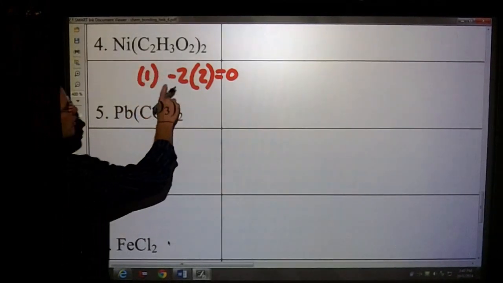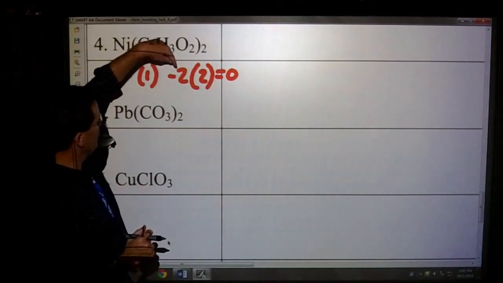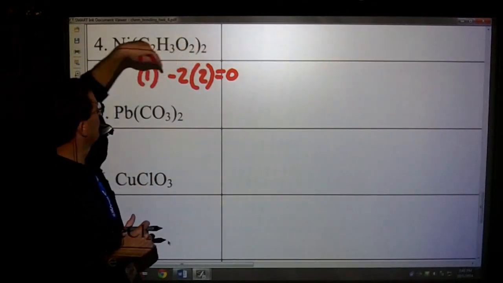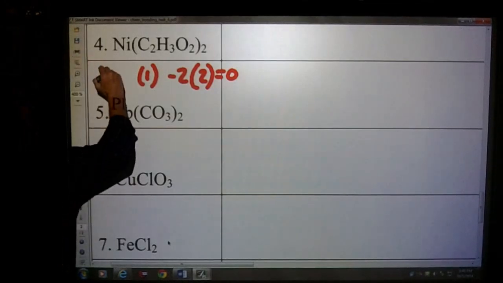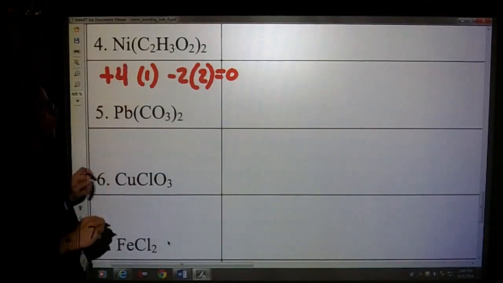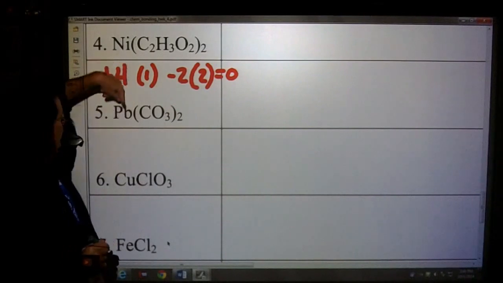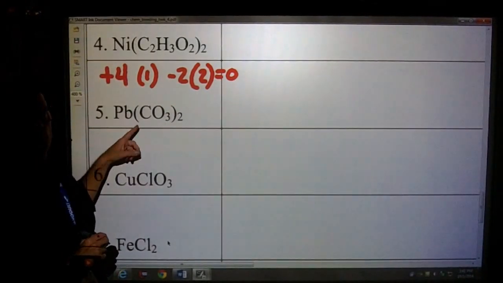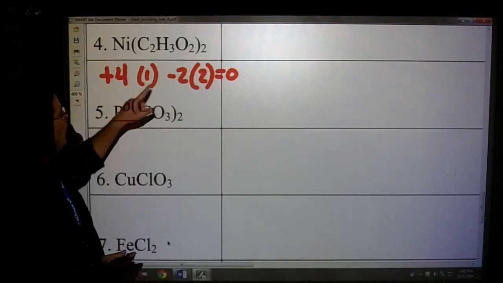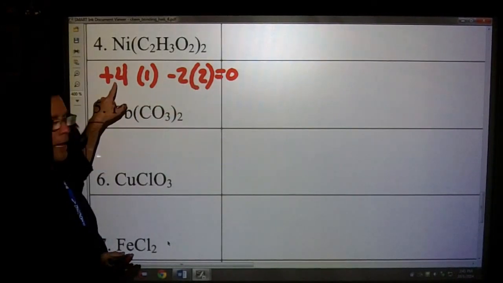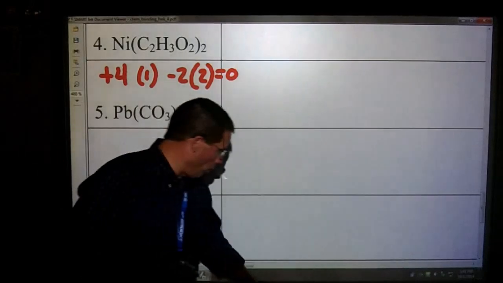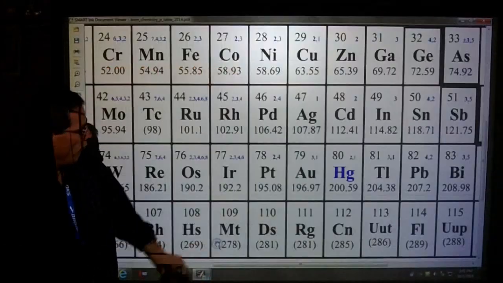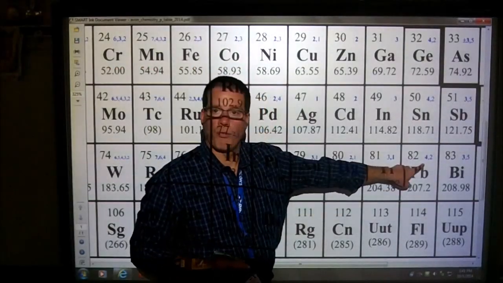Therefore, the charge on this lead, if we have -2 times 2, and we only have 1, what must the charge on the lead be? Very good, +4. I found that out because I have 1 lead. There is no subscript, but it's a 1. -2 times 2, so it has to be a +4. Let the algebraic sum equal 0. So lead can either be a 2 or a 4 charge. We're going to use the 4 charge right now.